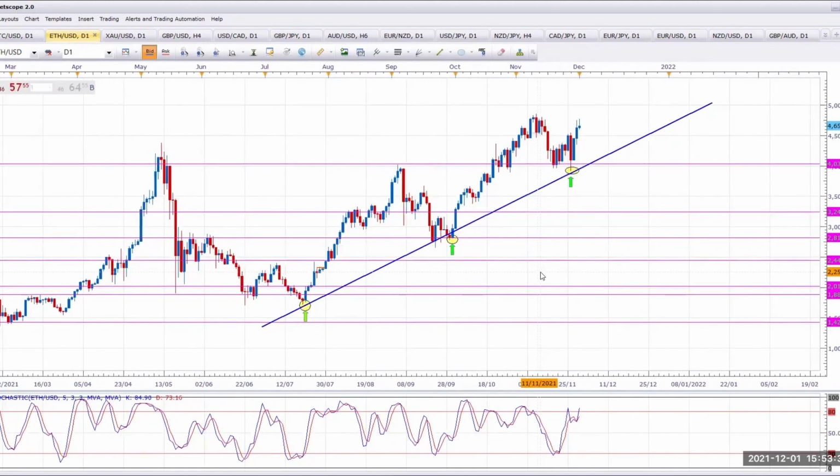Okay, so I use Ethereum USD here for this example. We can see the blue line represents the uptrend line. We can see price coming down here, bouncing off, making higher highs and higher lows, pushing all the way up, came back down, and this area where we have the second bounce is interesting.